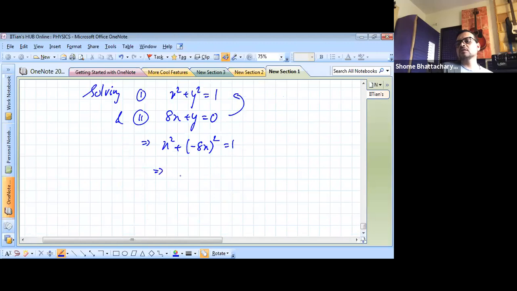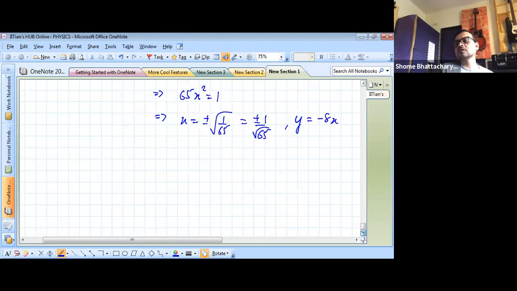So we will get 65x square is equal to 1. That means x is equal to plus minus root of 1 by 65, or plus minus 1 by root 65, and y is equal to minus 8x. So that means y is equal to either minus or plus of 8 by root 65.